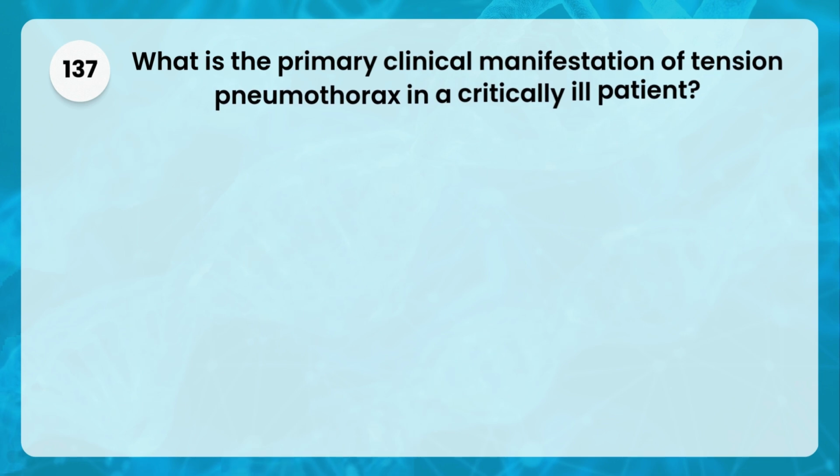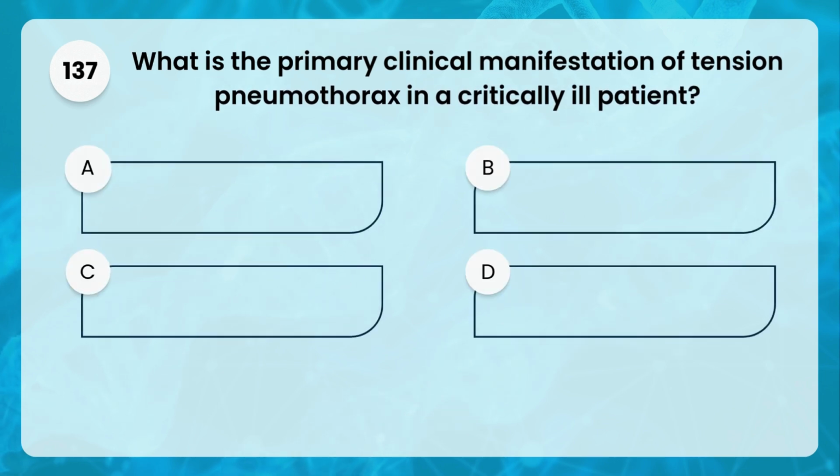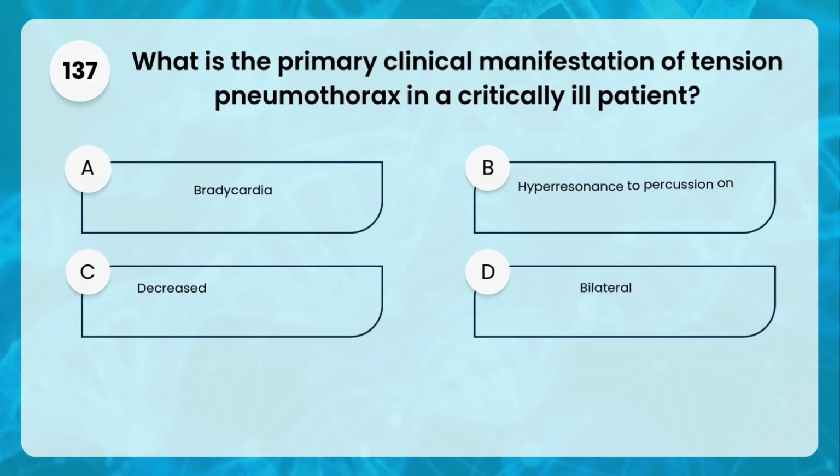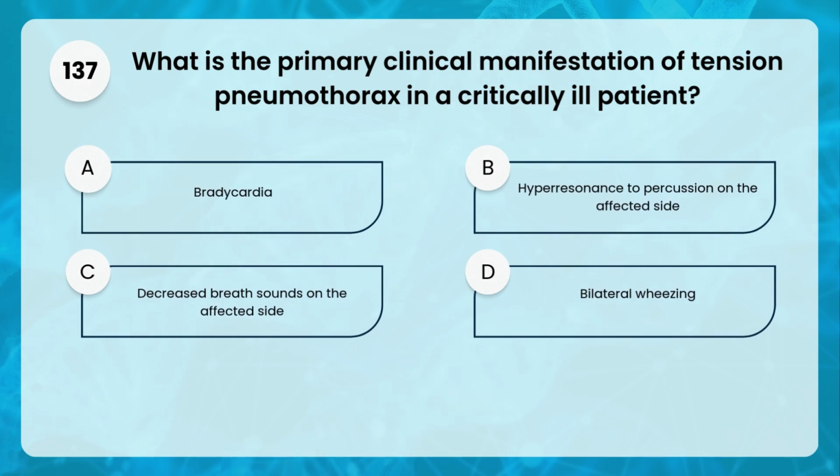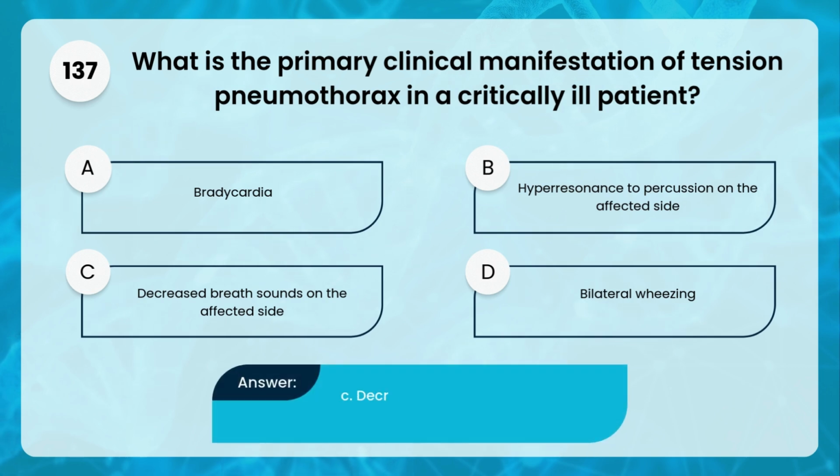137. What is the primary clinical manifestation of tension pneumothorax in a critically ill patient? A. Bradycardia. B. Hyperresonance to percussion on the affected side. C. Decreased breath sounds on the affected side. D. Bilateral wheezing. The answer is C. Decreased breath sounds on the affected side.